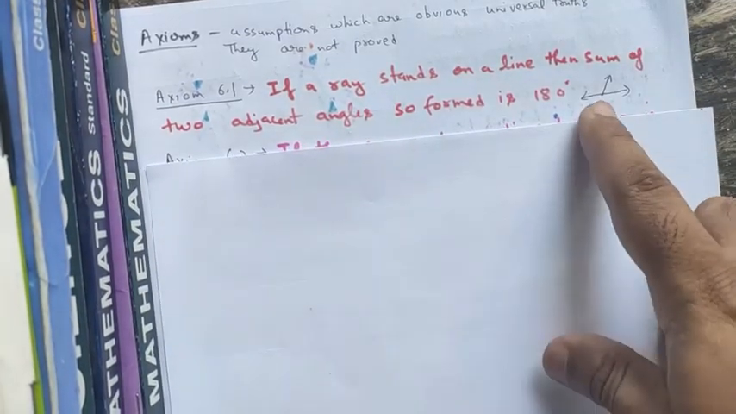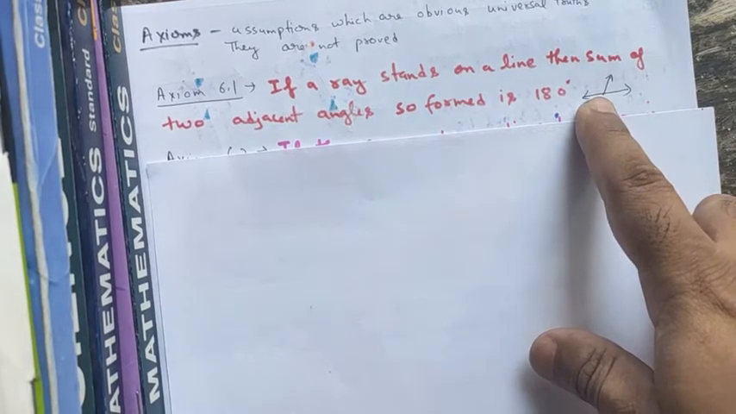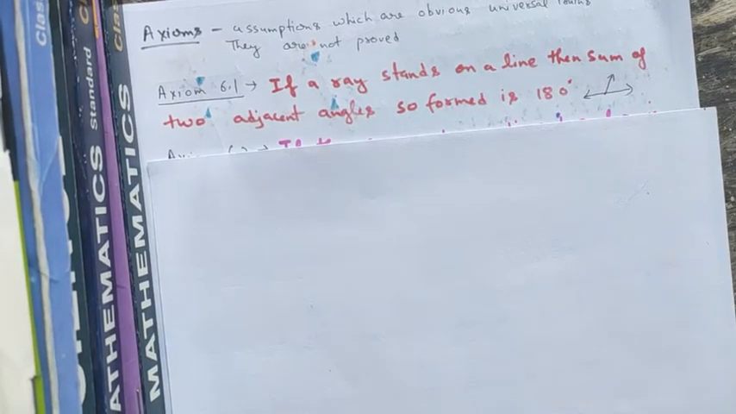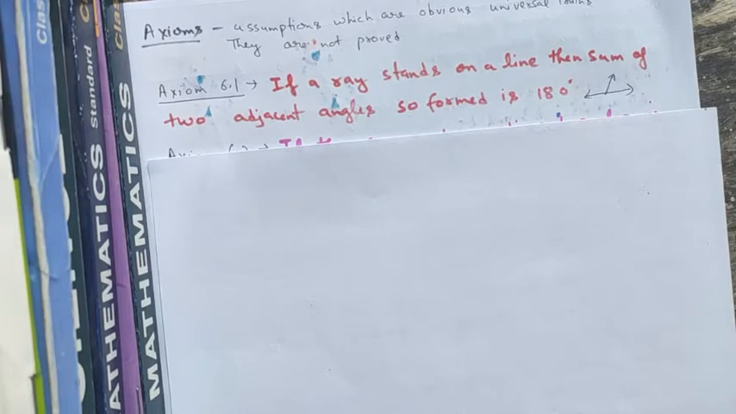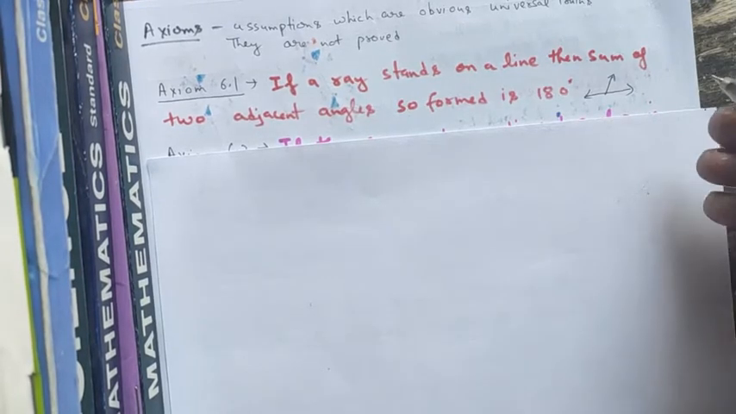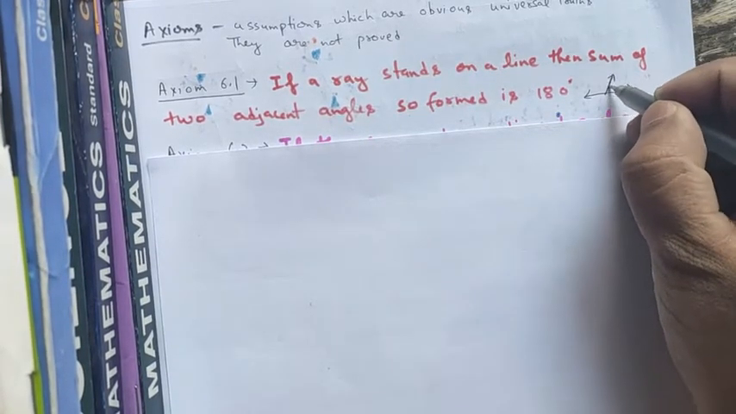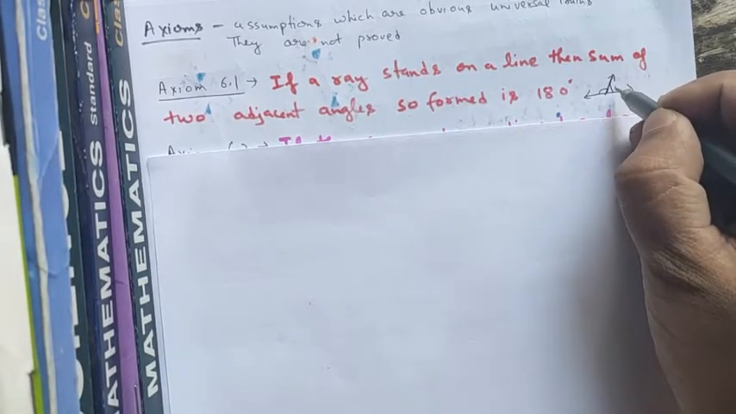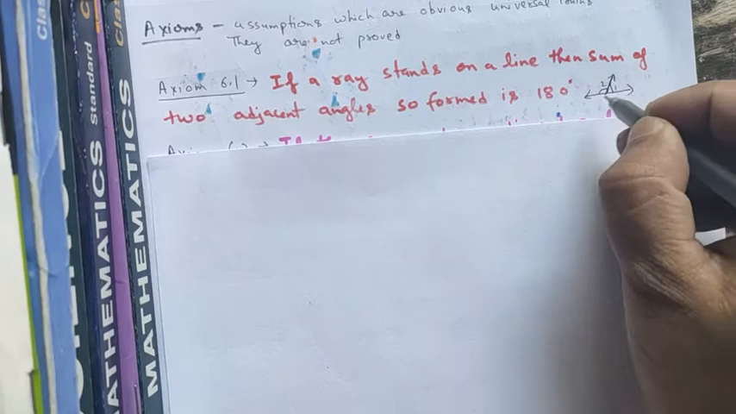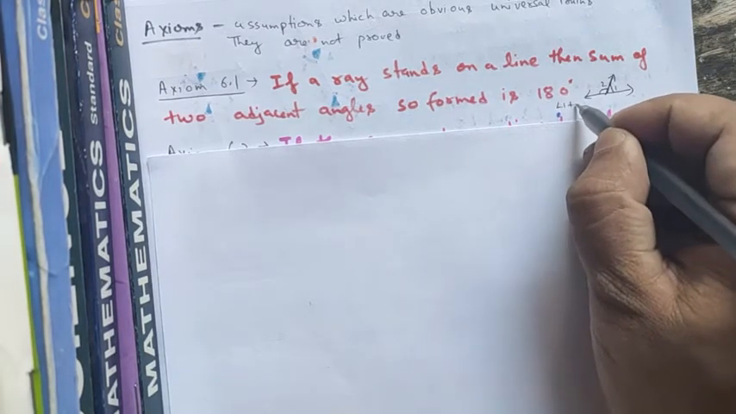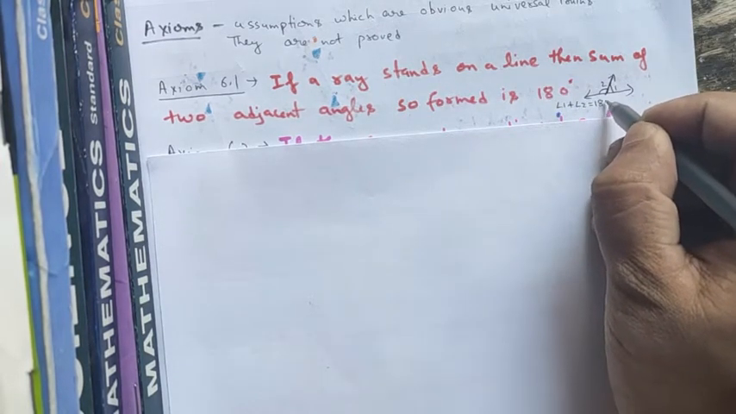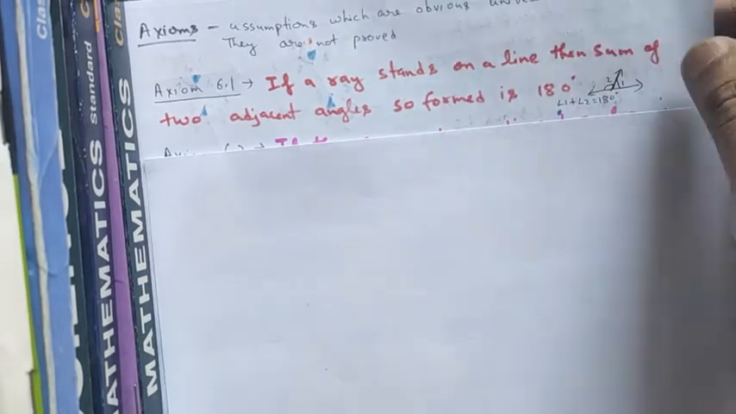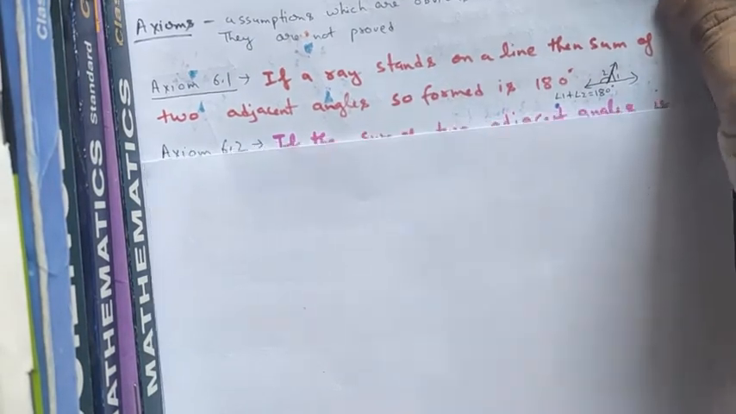It states that if a ray stands on a line, then the sum of the two adjacent angles so formed is 180 degrees. So this ray is standing on a line, and the adjacent angles, angle 1 and angle 2, are adjacent angles. Then the sum of angle 1 and angle 2 will be 180 degrees. Okay, the linear pair property we have studied.